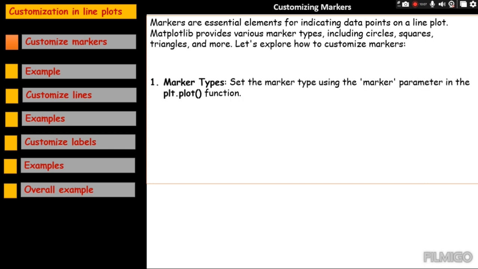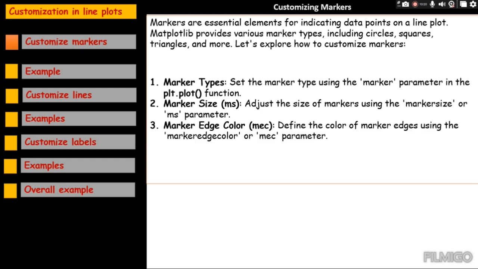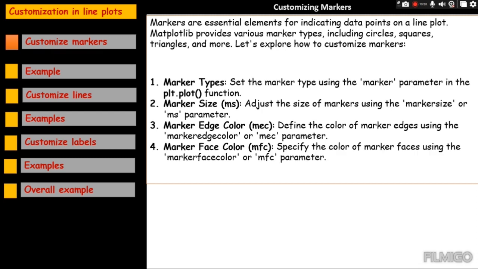Marker types: set the marker type using the marker parameter in the plt.plot function. Marker size, ms: adjust the size of markers using the markersize or ms parameter. Marker edge color, mec: define the color of marker edges using the markeredgecolor or mec parameter. Marker face color, mfc: specify the color of marker faces using the markerfacecolor or mfc parameter.